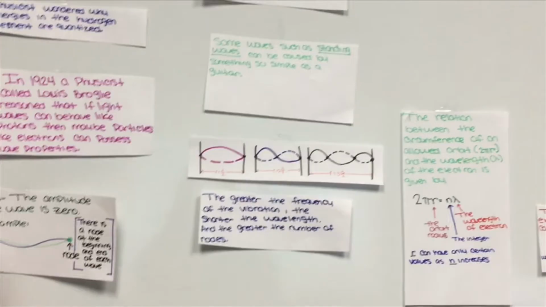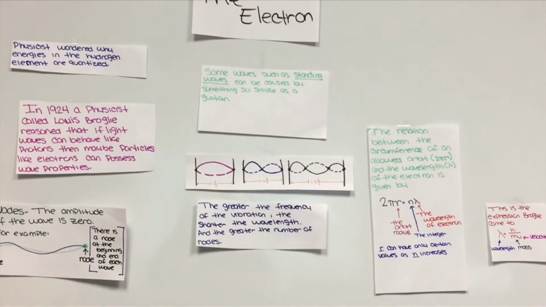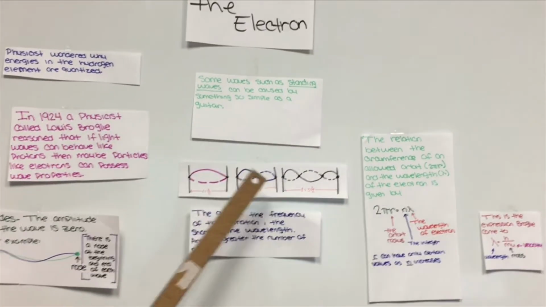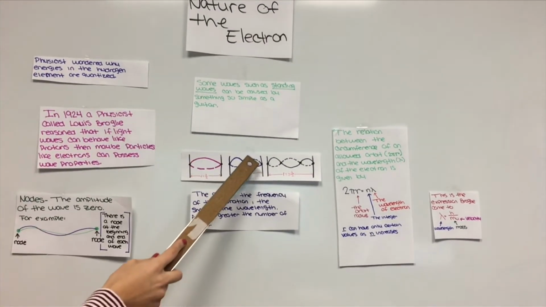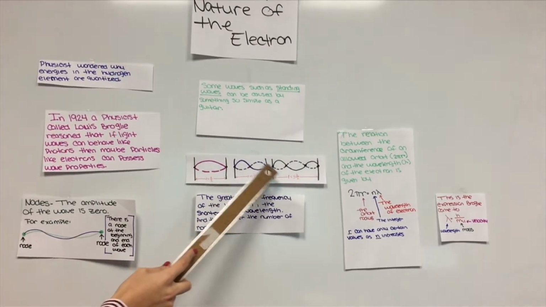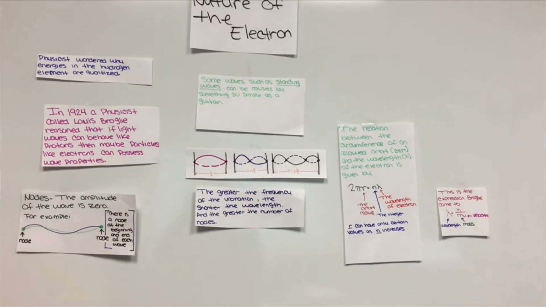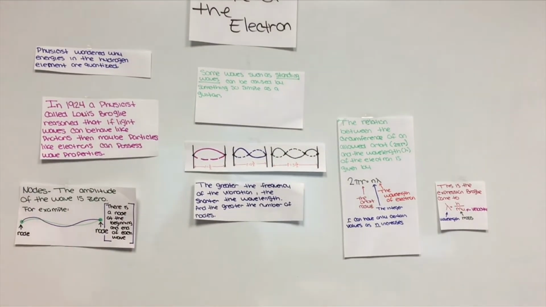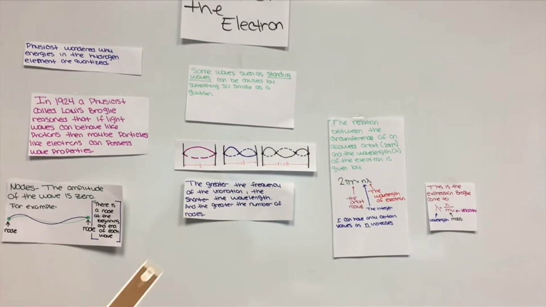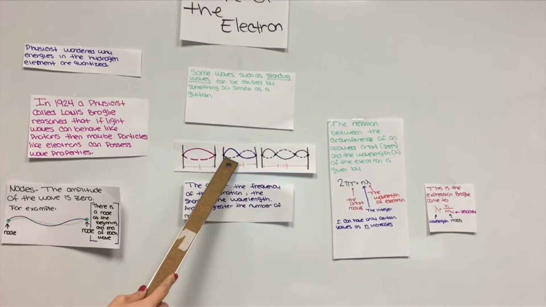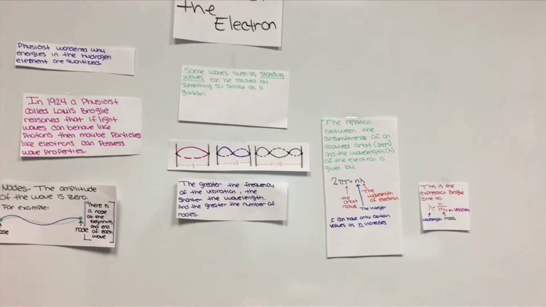Some of the waves, such as standing waves, can be caused by something as simple as a guitar. These are 3 examples. Here is one with 1 wave, this has 2 different waves, and this one has 3. The greater the frequency of the vibration, the shorter the wavelength is going to be, and the greater the number of nodes, which means right here it has only 2, right here it has 3, and so forth.